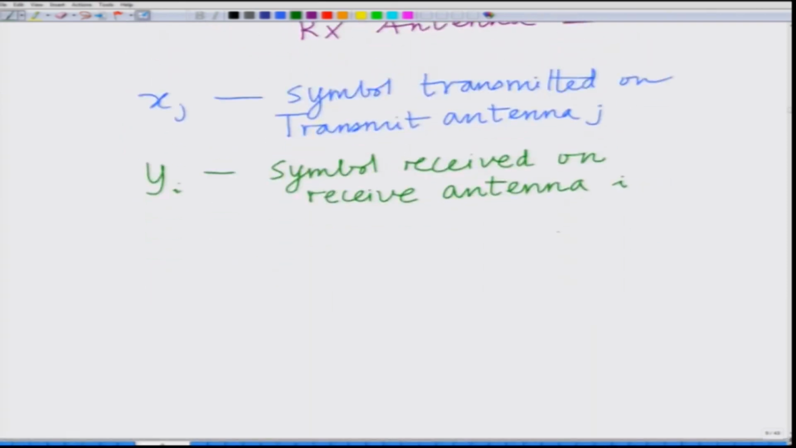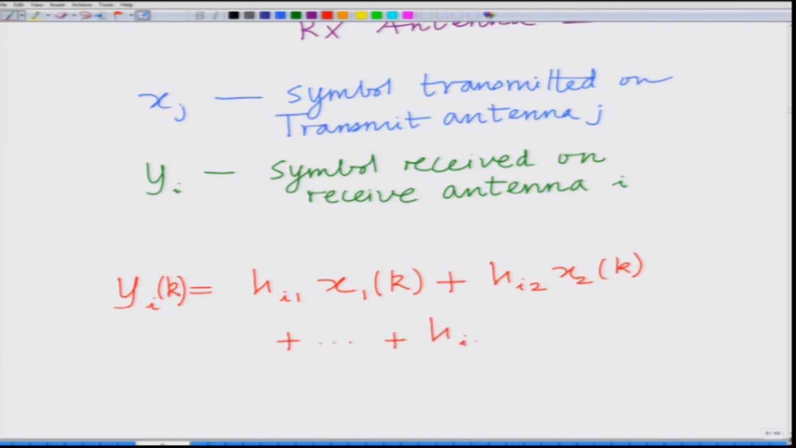So, Yi is given as, now let us write the equation for Yi, that is Yi at time instant k equals Hi1 times x1 k plus Hi2 times x2 k, that is the symbol transmitted on transmit antenna 2 at time instant k, plus Hit, since there are T transmit antennas, Hit times xt k plus vi of k.